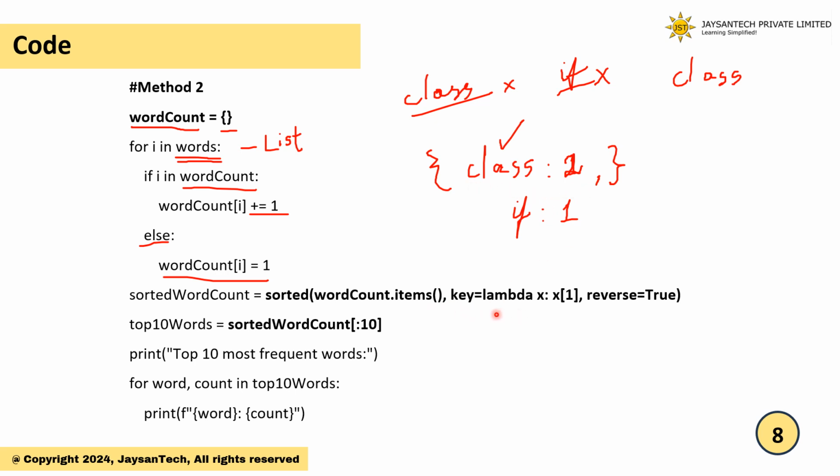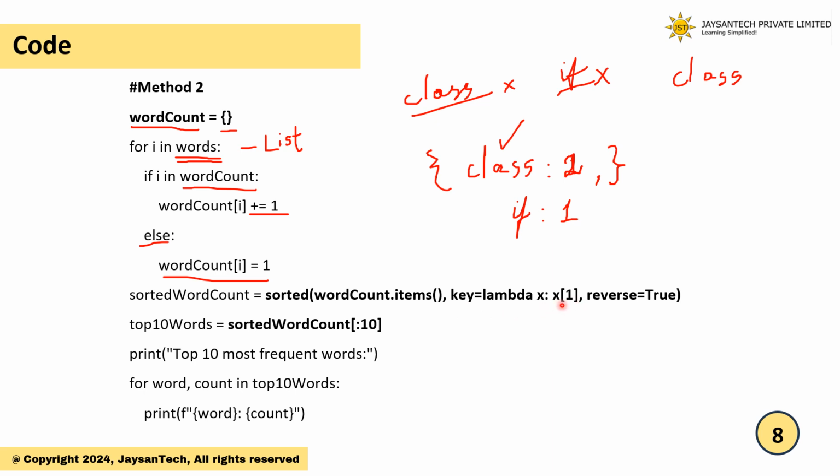Then key is equal to, based on the lambda. For the lambda function, we are passing one parameter. This lambda function is taking one parameter, and this key is for sorting based on what? So this key is based on this lambda function. So that is what I said.